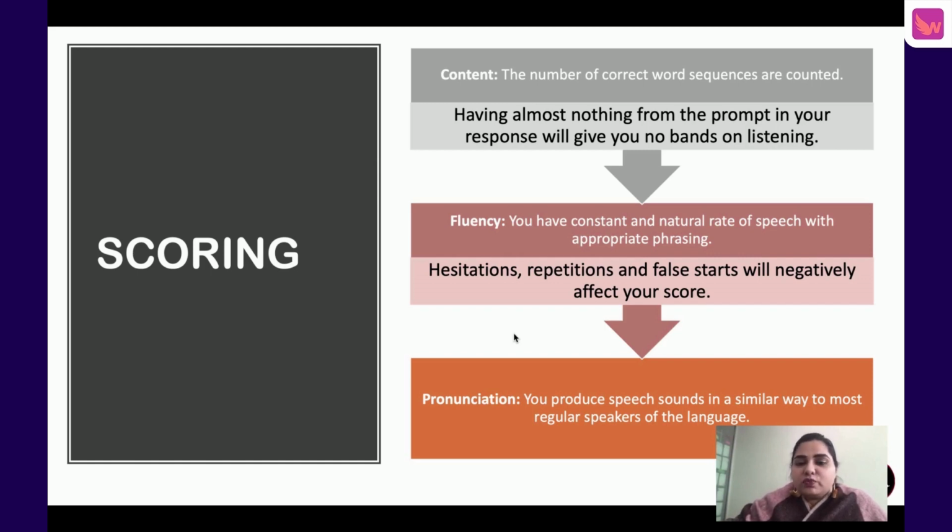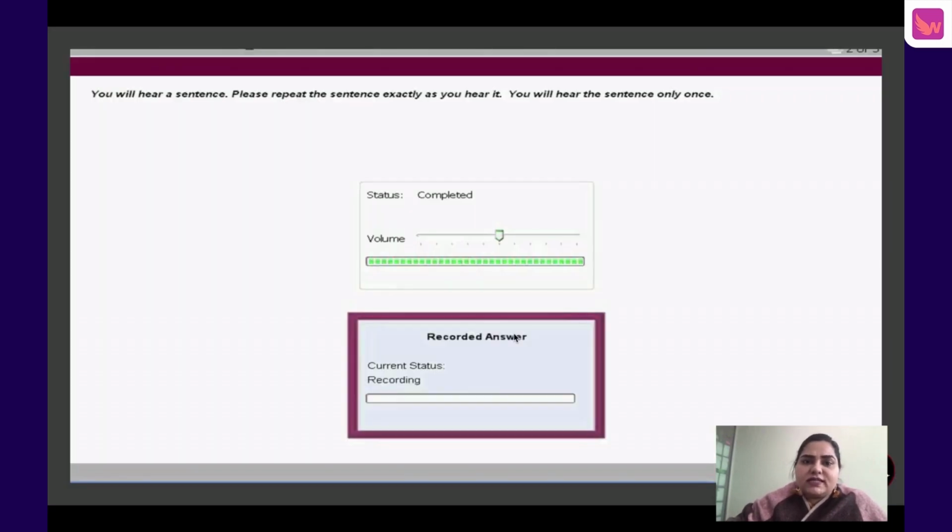Pronunciation, you produce speech sounds in a similar way to most regular speakers of the language. This is what your screen looks like. This is the question, and this is where you will start recording your answer.